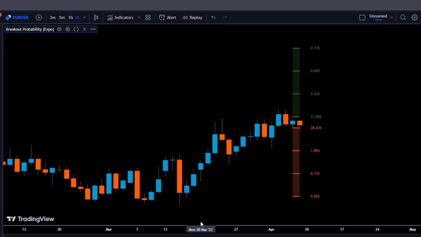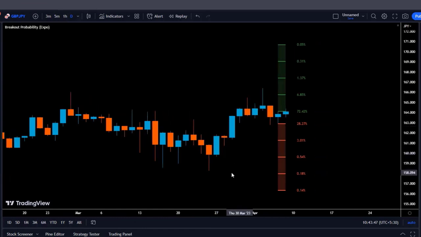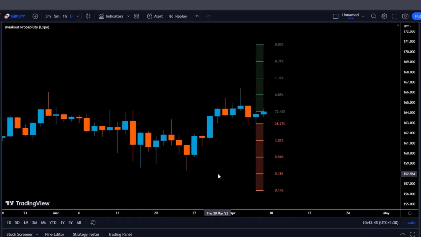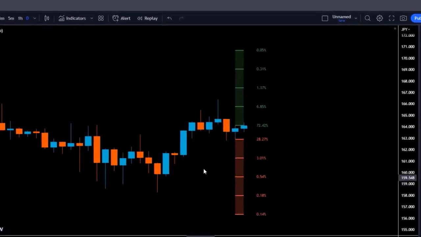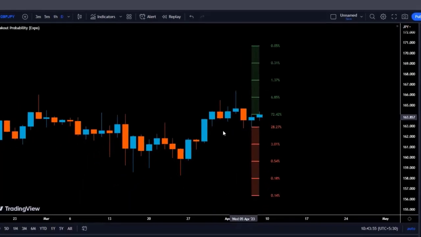Now that we know exactly how the indicator works, let's take a look at how we can properly read and use the indicator. The most basic way of reading the indicator is by looking at the percentages and seeing if the price action is going to form a green or red candle. As you can see here, there was a 72.42% chance of the candlestick being bullish and breaking above the previous candlestick. And if we take a look at the candlestick, we see that it indeed broke above the previous candlestick.